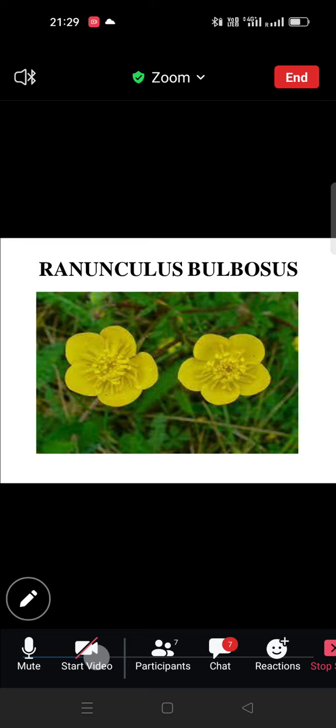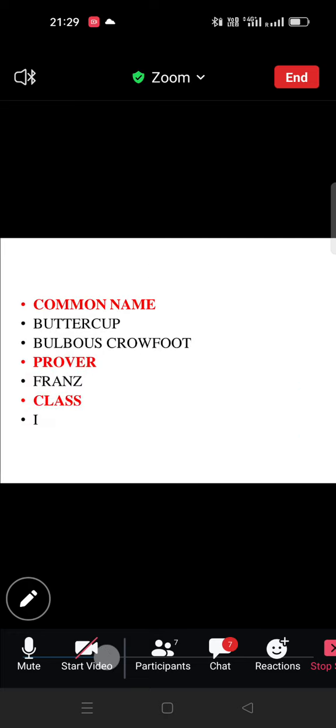Why 1? Just try to remember run. The run you take in cricket: when a run starts, it always starts with the first. After the first comes the second run, third run, fourth run. So just try to remember the run, and if you remember run, then we can say Ranunculus belongs to class 1. This medicine was proved by Dr. French, and it is commonly known as buttercup, but rarely known as bulbous crowfoot.